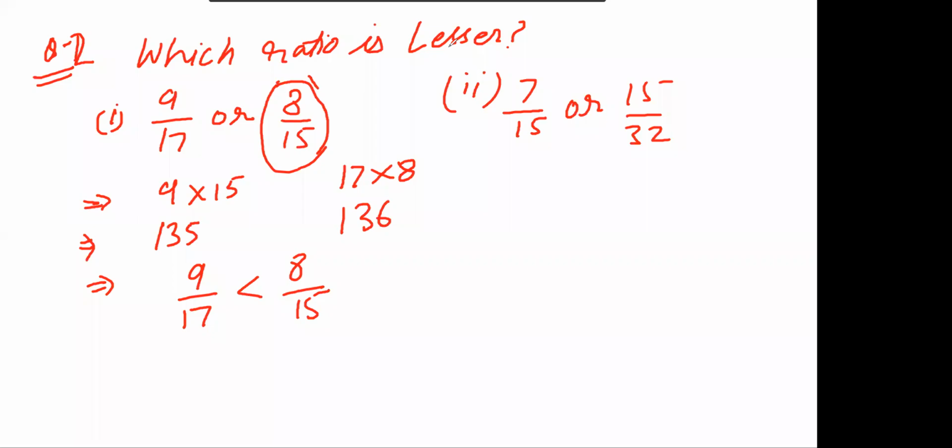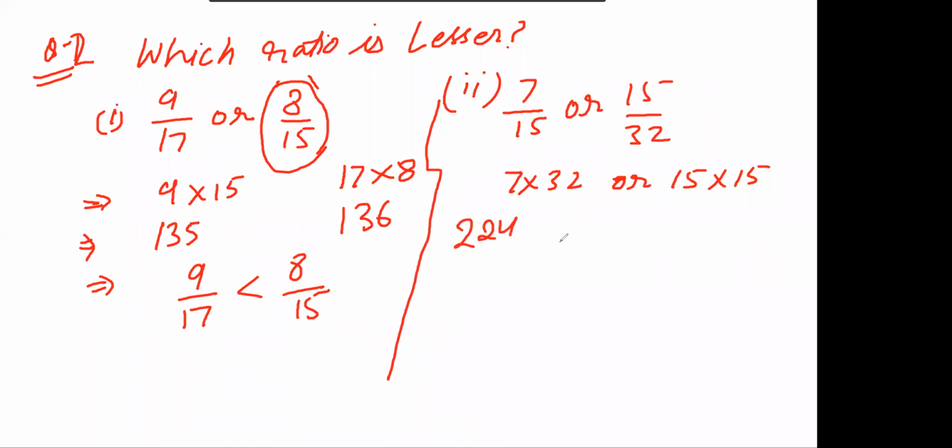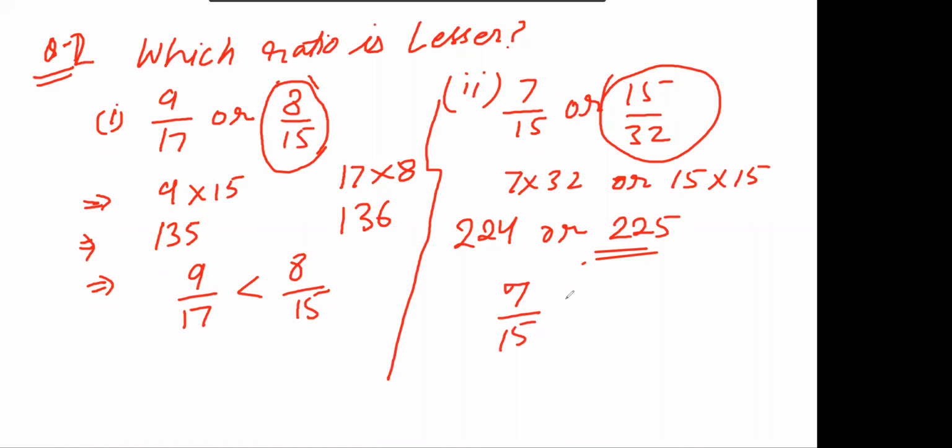Okay, now let us do 7 into 32 or 15 into 15. So 7 into 32 is 224, and 15 into 15 is 225. So which is greater? Of course, 225 is greater. So we would say that 15 upon 32 is greater, and 7 upon 15 is lesser.